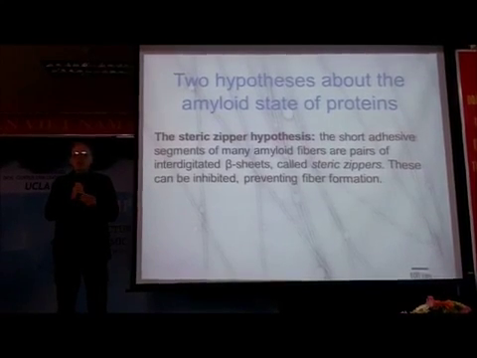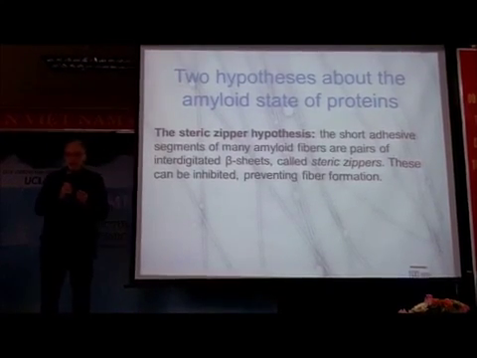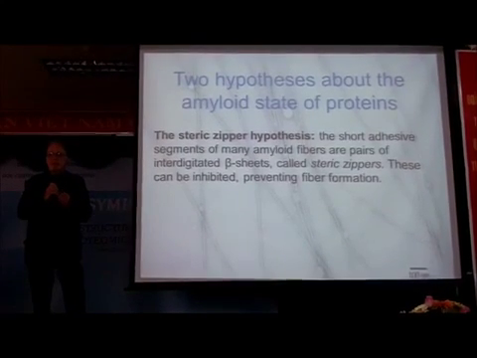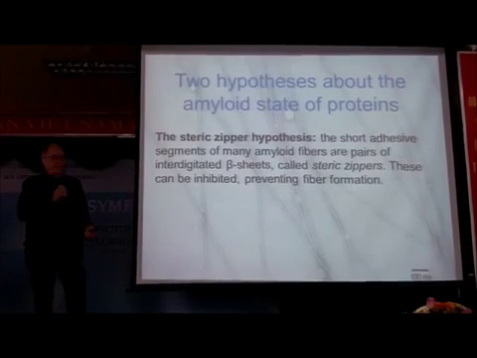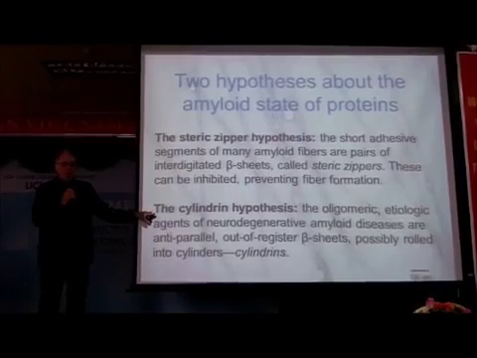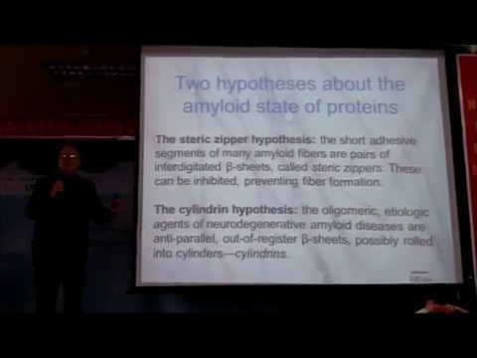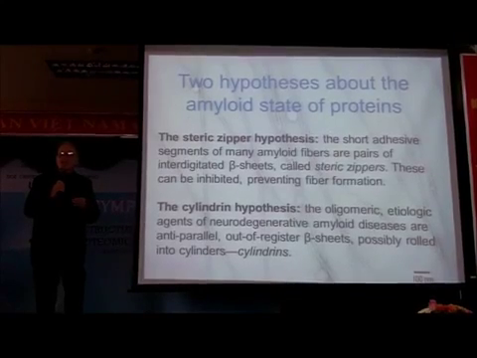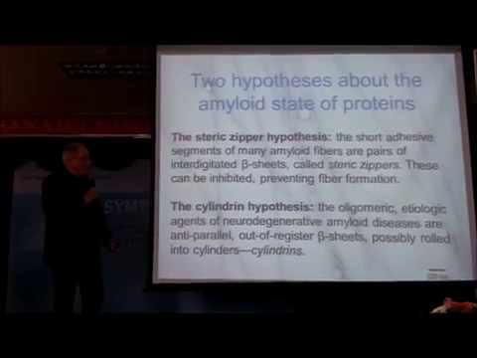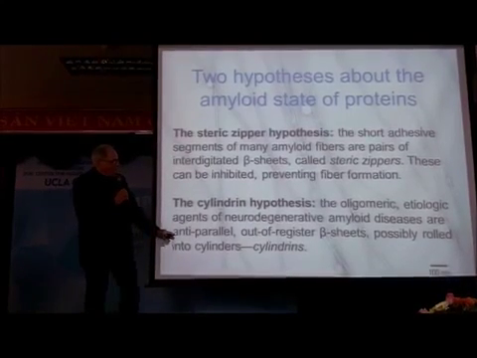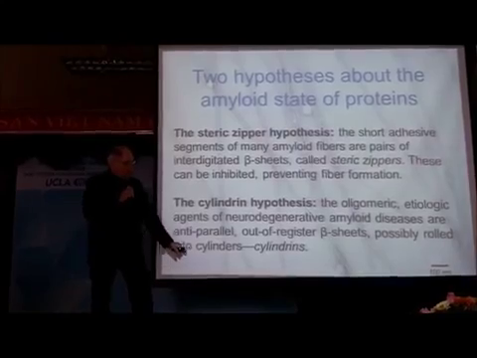And this segment forms 2 beta sheets, like I showed you in the first slide in defining amyloid fibers. And we call that structure, which I'm going to show you, a steric zipper. And these steric zippers can be inhibited. We can design inhibitors and stop the formation of fibers. That's the first hypothesis. The second one we call the cylindrin hypothesis. This deals with the toxic oligomers. Same proteins, but instead of having millions of molecules in the fiber, the toxic oligomers have a much smaller number, maybe 6 to 20 molecules, and those are the toxic entities in the brain diseases. And our hypothesis is that they form a different sort of beta sheet, which I can show you, anti-parallel, out of register, twisted into a cylinder, which we call a cylindrin.